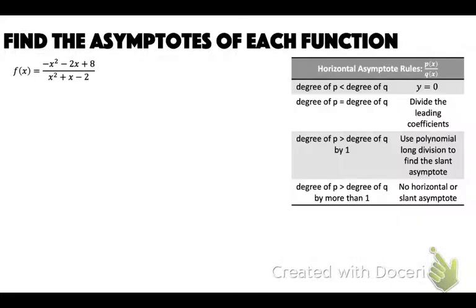Okay, let's do another one. So this one right here, we want to first figure out our horizontal asymptote. Well, it looks like the degree on top is 2. The degree on bottom is 2. So we're just going to divide the leading coefficients. So this is going to be y equals the leading coefficient on top. So I'm looking at this right here. The leading coefficient on top is negative 1, and the leading coefficient on bottom is 1. So that's going to be negative 1 over 1, which is negative 1. So we have a horizontal asymptote at y equals negative 1.